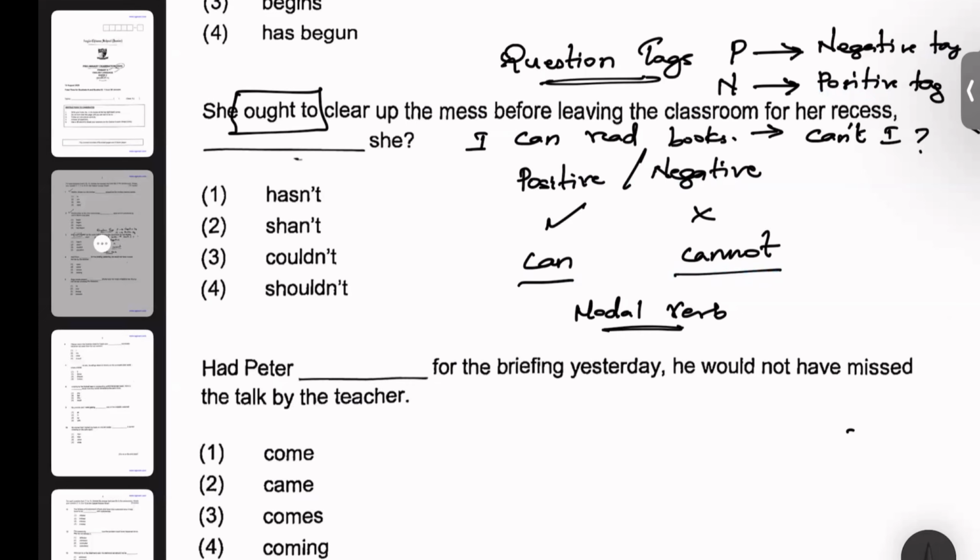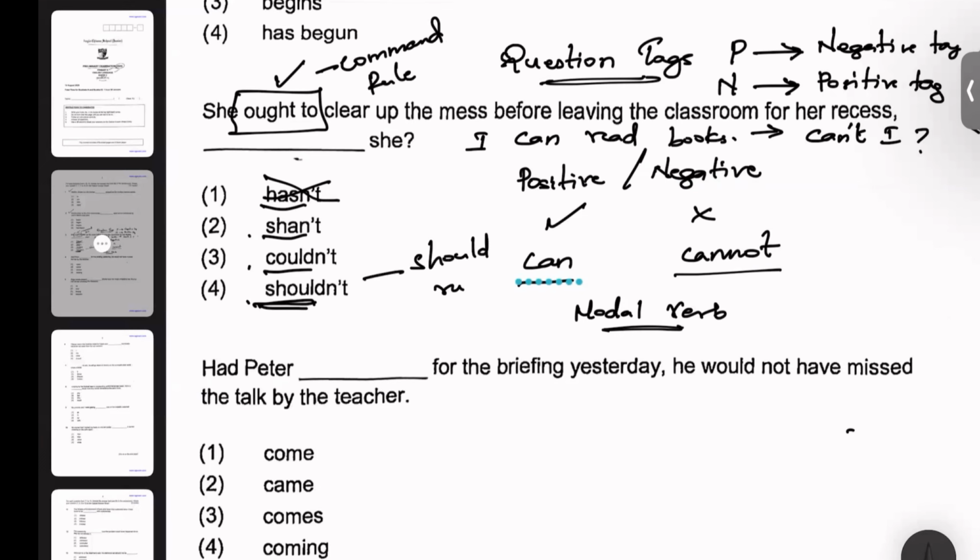We have has, shall, could, and should. If you look at has, it's not a modal verb, so eliminate it. So we have shall, could, and should. Looking at shall and could, where do we use it and why do we use it? Looking at should, where do we use it and why do we use it? Why am I taking should separately is because "ought to" is a commanding thing. It's like a rule. Similarly, should is also a rule or a command.